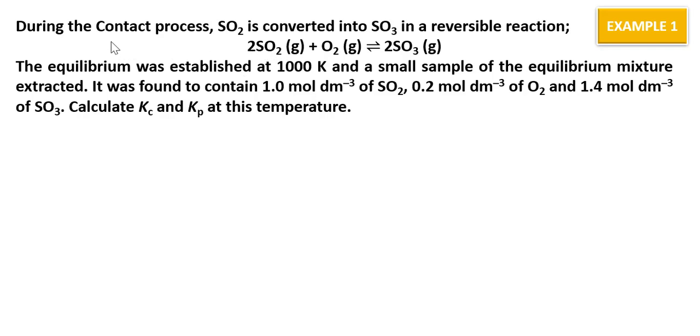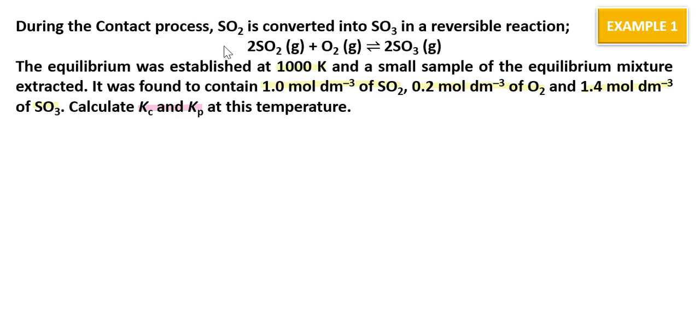Example 1. During the contact process, SO2 is converted into SO3 in a reversible reaction below. The equilibrium was established at 1000 Kelvin and a small sample of the equilibrium mixture extracted. It was found to contain 1 mole per decimeter cube of SO2, 0.2 moles per decimeter cube of oxygen, and 1.4 moles per decimeter cube of SO3. Calculate the Kc and Kp at this temperature.